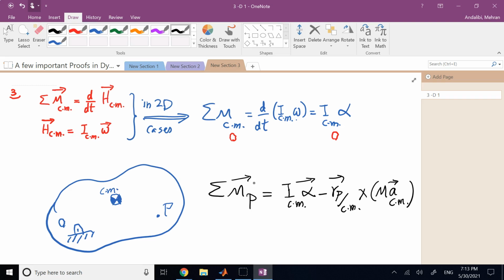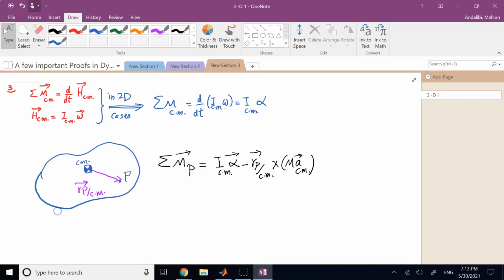Okay, so for a moment, let's get rid of this point O so it doesn't confuse you. This position vector of P with respect to CM that you see is this vector. Okay, this is r of P with respect to CM. And you want to write your equations.